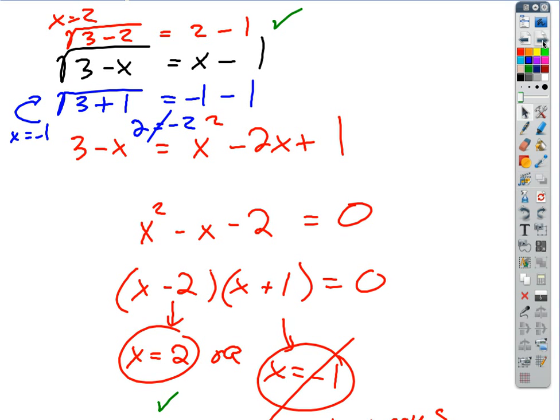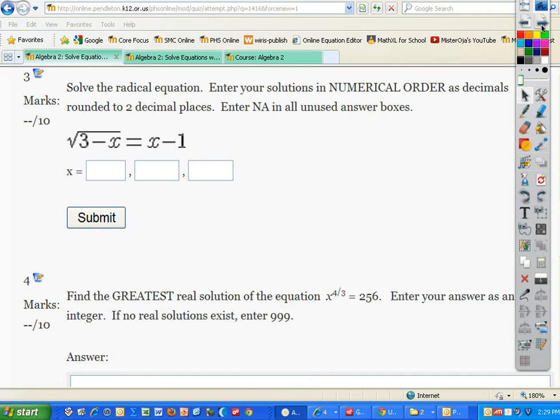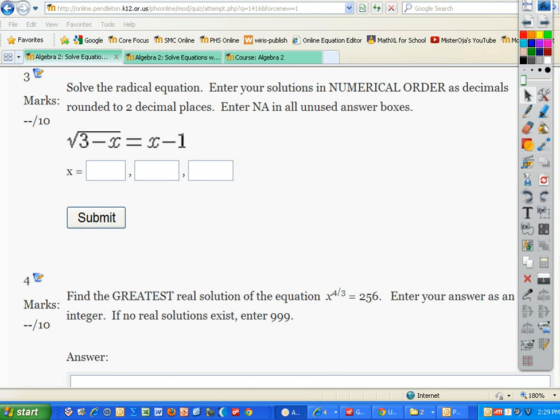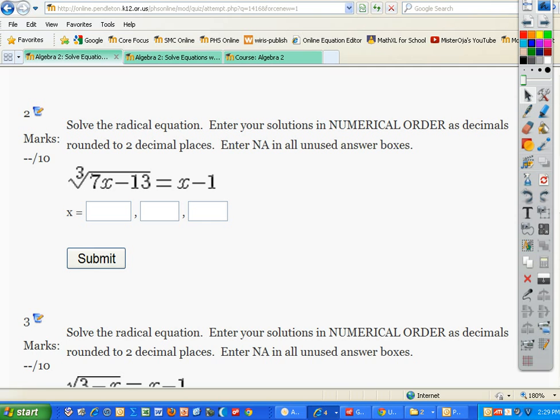Good deal. Okay, so now we've got that one knocked out. How about this one? What are we going to do with this guy? Okay, but it's a cube root, so what would I do this time? Something different. Cube both sides, right? Okay. So let's copy that one.